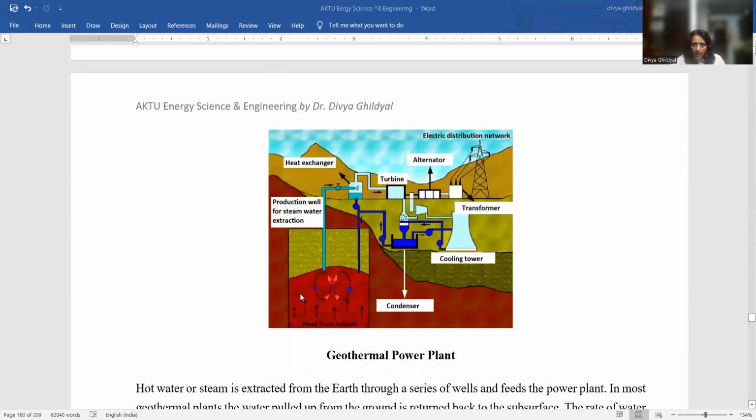Look here, an underground production well for steam water extraction. This steam is used to run this turbine, and then an alternator is attached to it to give you electricity in far off places. And a cooling system has been set up along with it, so that in case excess heat flows at times, the cooling system can cool it down.